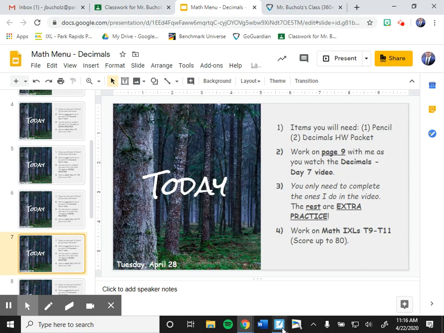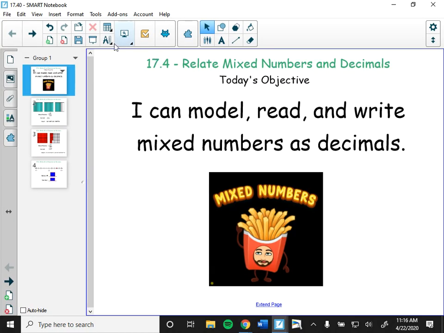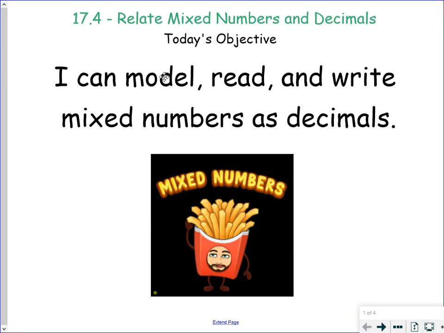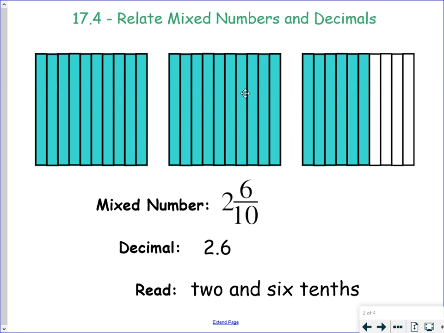Let's get started on today's lesson here. Today's objective is: I can model, read, and write mixed numbers as decimals. First, we're just working on the way we can write them, read them, and how we would read it as a decimal, right?